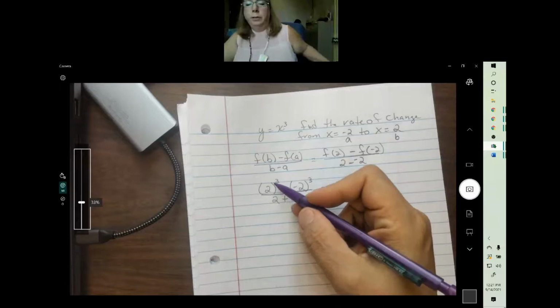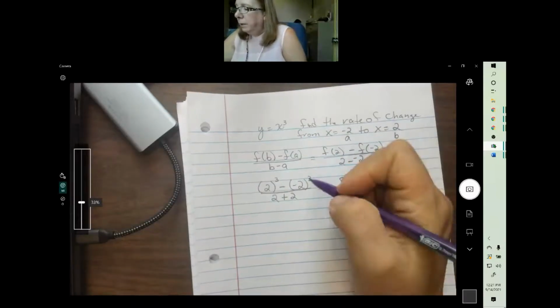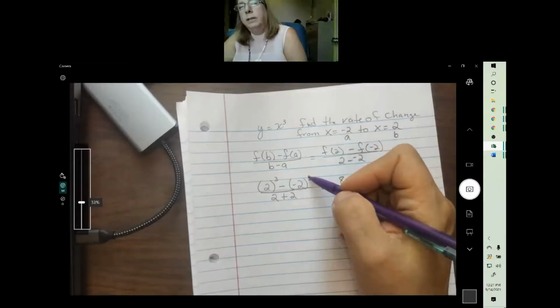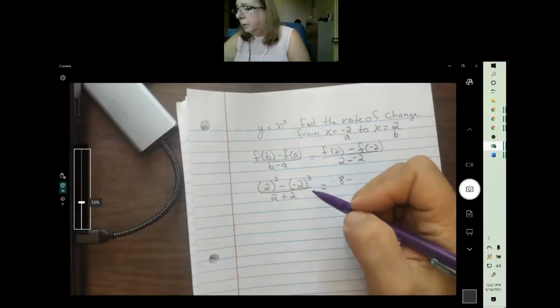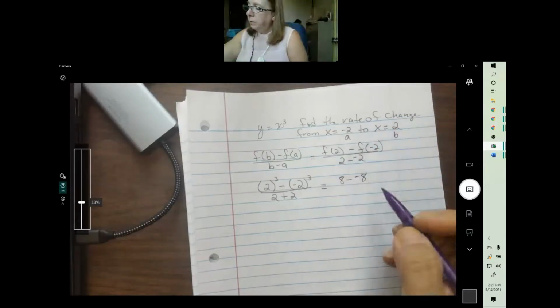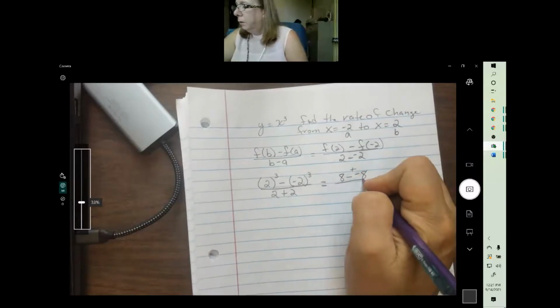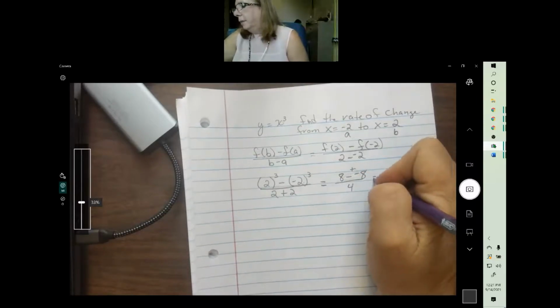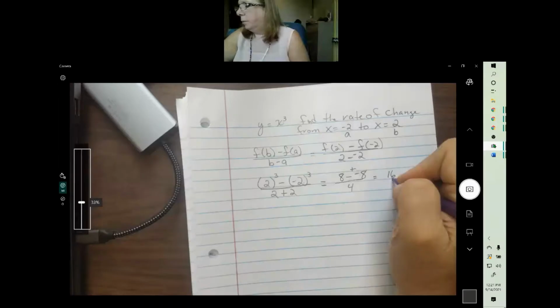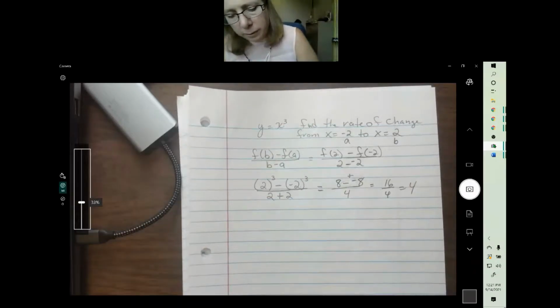Two cubed would be 2 times 2 times 2, which is 8, minus a -2 cubed, which is -2 times -2 times -2, which is -8. So this becomes a positive, all over 4. 8 plus 8, 16 over 4 equals 4. Did that help?